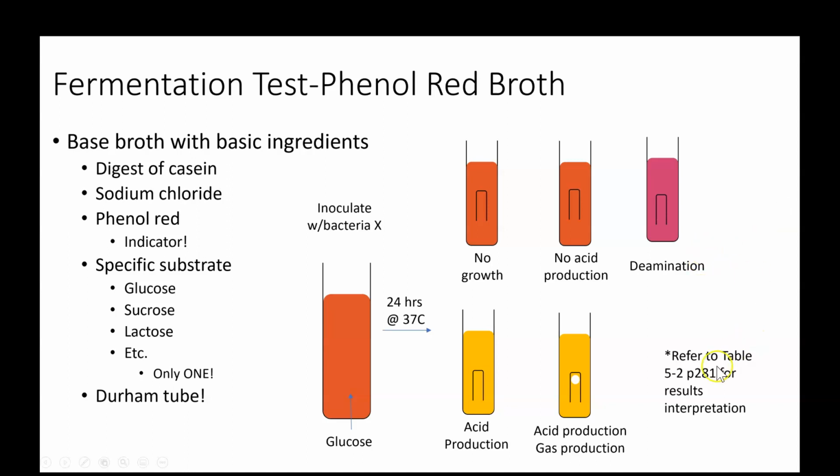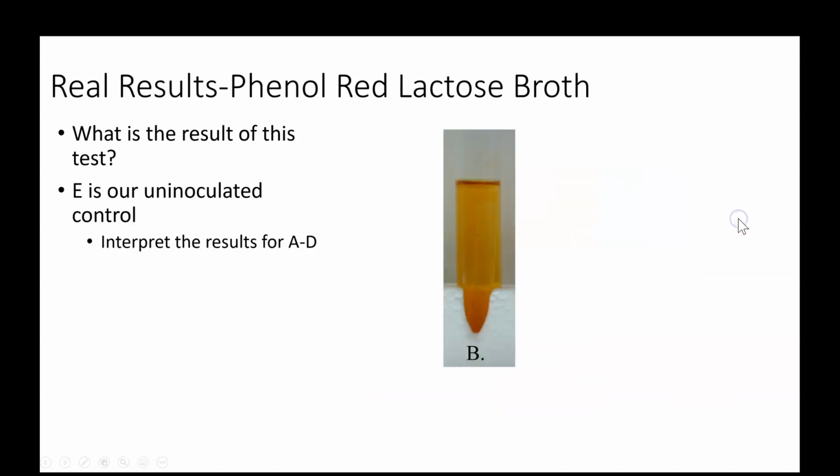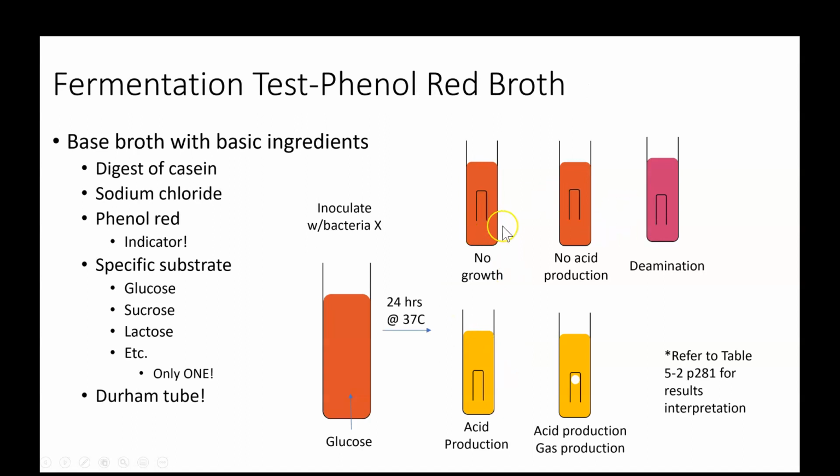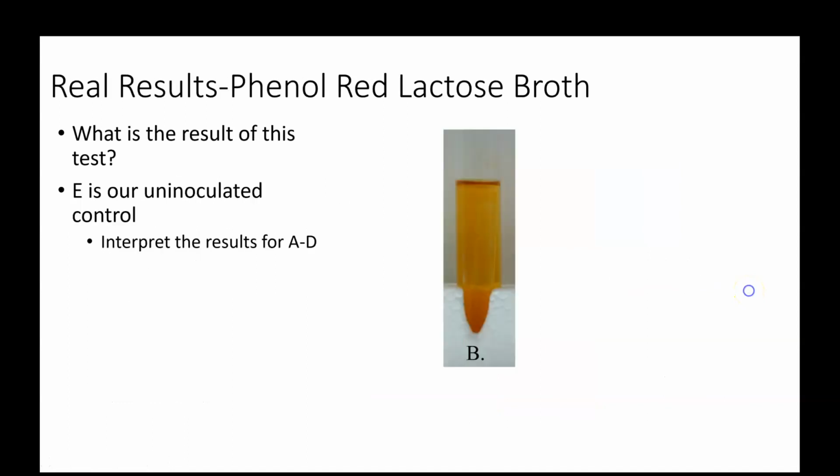So be sure, there's a really nice table on page 281 that tells you how to interpret these results, and it goes along with what I just talked about here. So let's look at a real example. It's important to point out that even though I'm giving you these nice clear colors, red, pink, and yellow, for example, in a lab setting the color changes are actually really subtle. For example, would you consider this tube red or orange yellow?